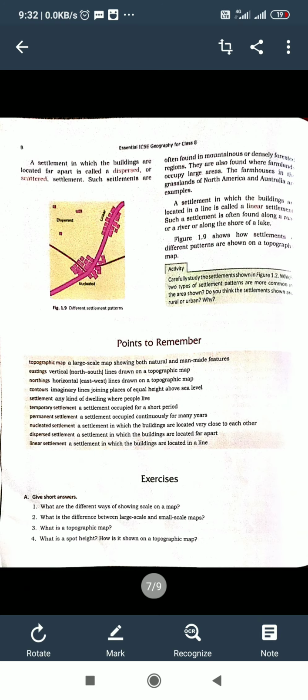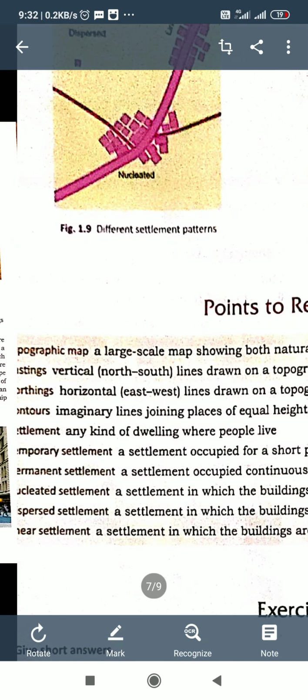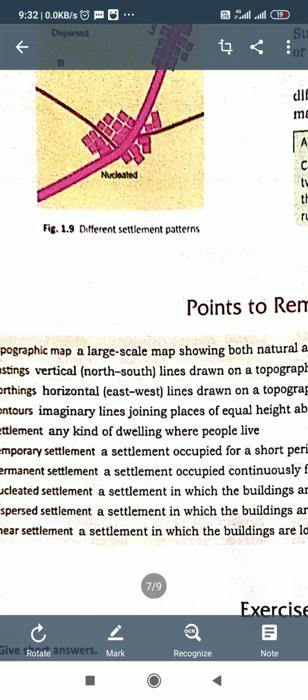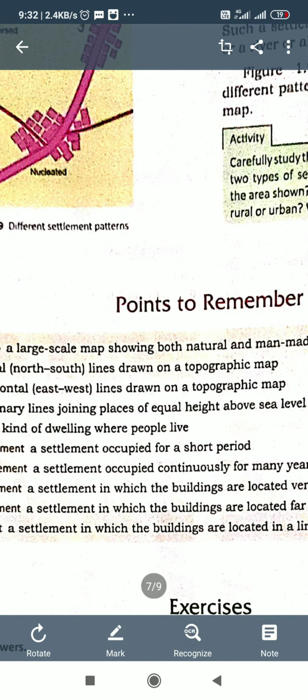Some points, students, which are very important for you. A topographic map is a large scale map showing both natural and man-made features. Eastings are vertical north-south lines drawn on a topographic map. Northings are horizontal east-west lines drawn on a topographic map. When we draw the line from north to south, it is known as an easting. When we draw the line from west to east, it is known as a northing.